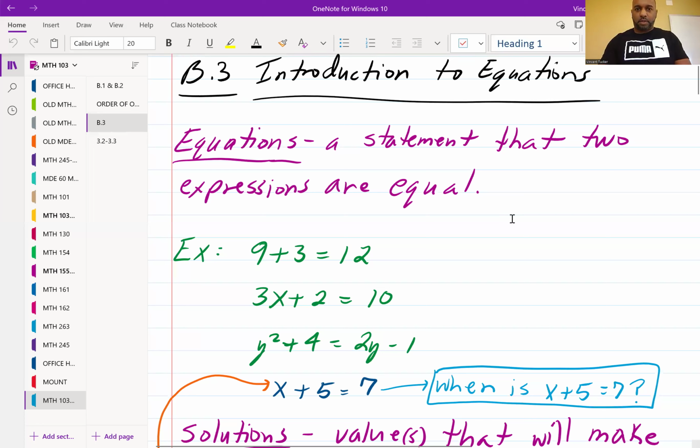Let's just jump in. Relatively short section as well. So it's just an introduction to equations. And remember last class we talked about expressions. Those are just containing variables, sometimes operations, numbers. When it comes to an equation, though, you have to have an equal sign involved somewhere. So it's just a statement that two expressions are equal.